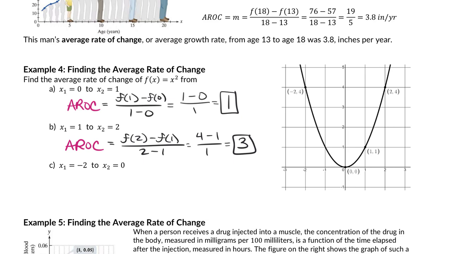Okay. Last one. The average rate of change, again, this time between -2 and 0. So if we're filling out my formula, this is f of 0 minus f of -2 over 0 minus -2. So minus a negative is plus. What's the output when the input is 0? 0. What's the output when the input was -2?